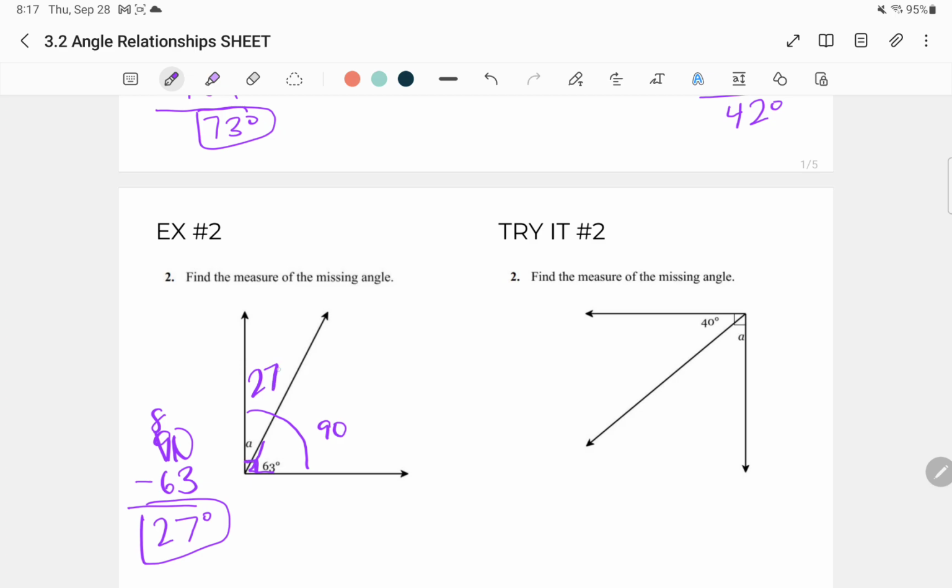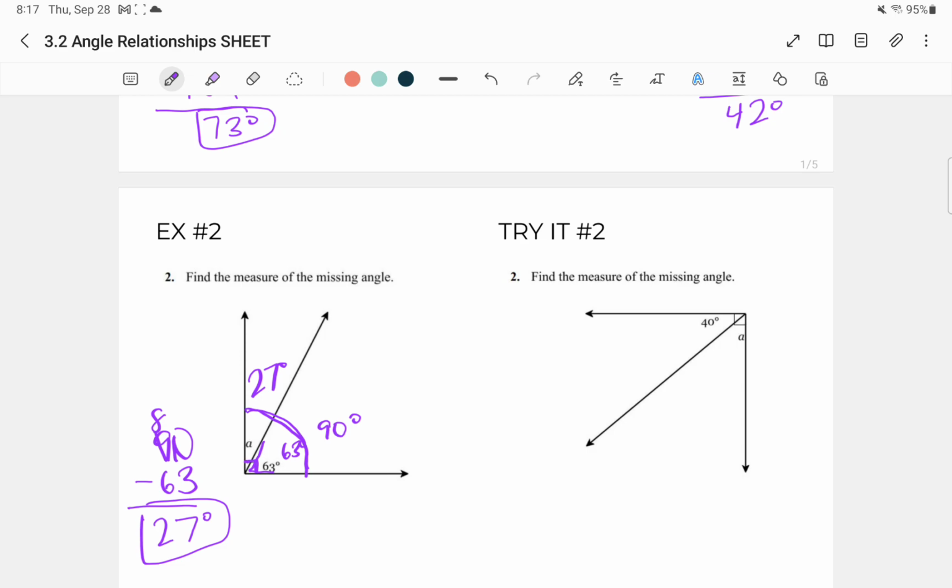So the whole thing is 90, right? This is 63, this part. And so this other part is 27 degrees. All right, hopefully that makes sense. I'm trying to draw it on the diagram as well, right? As long as your two numbers add to 90, you've done it correctly. So go ahead and pause and do the try it number 2.